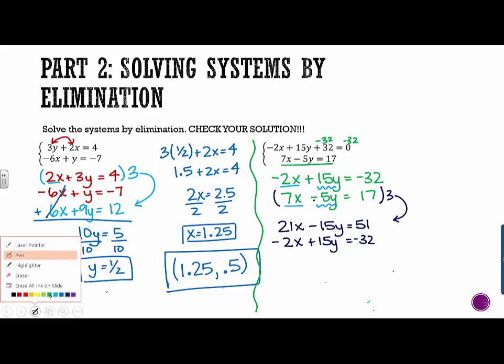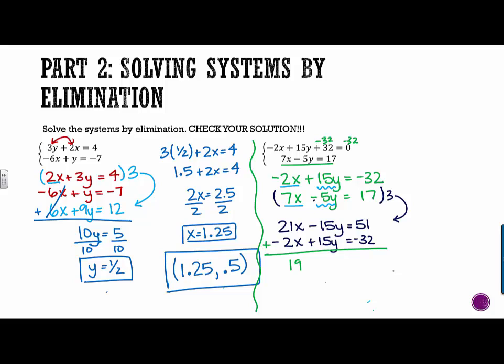And then let's just rewrite this other equation down here so we can add them up. And then it's really easy to see that our y's disappear. We get 19x equals 19. So x has to be 1.